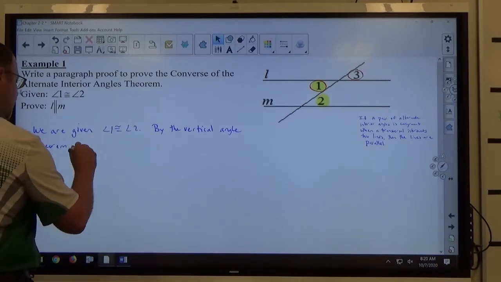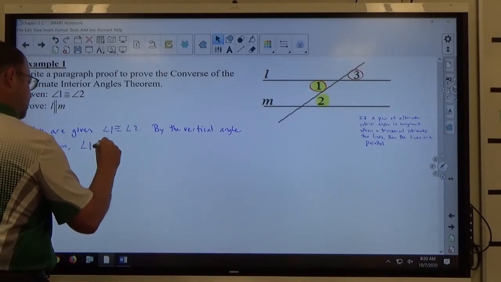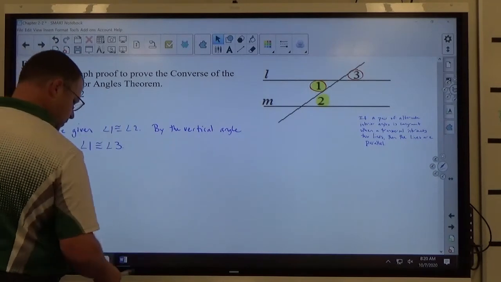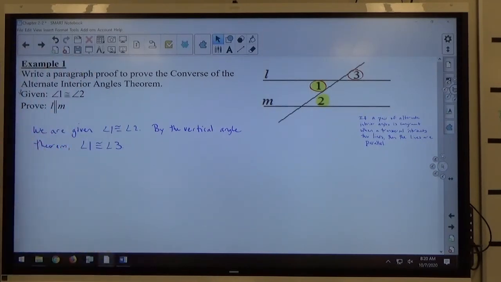angle 1 is congruent to angle 3. So that's my starting off information. Those two things I know. One thing is given, one thing is by the vertical angle theorem.